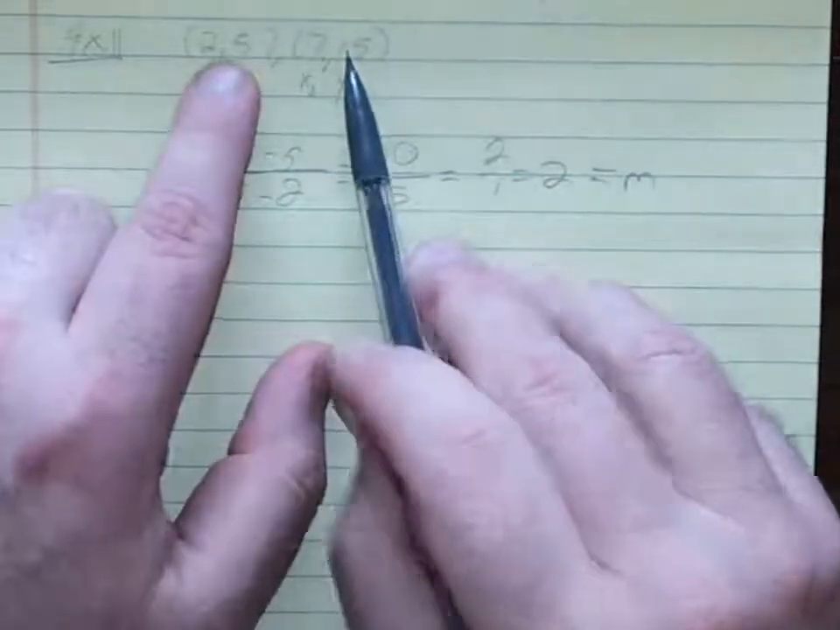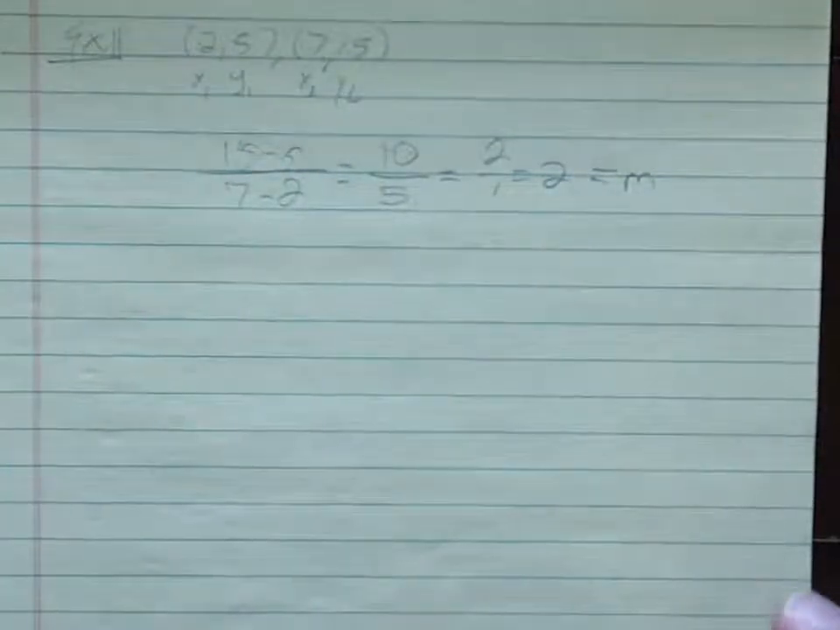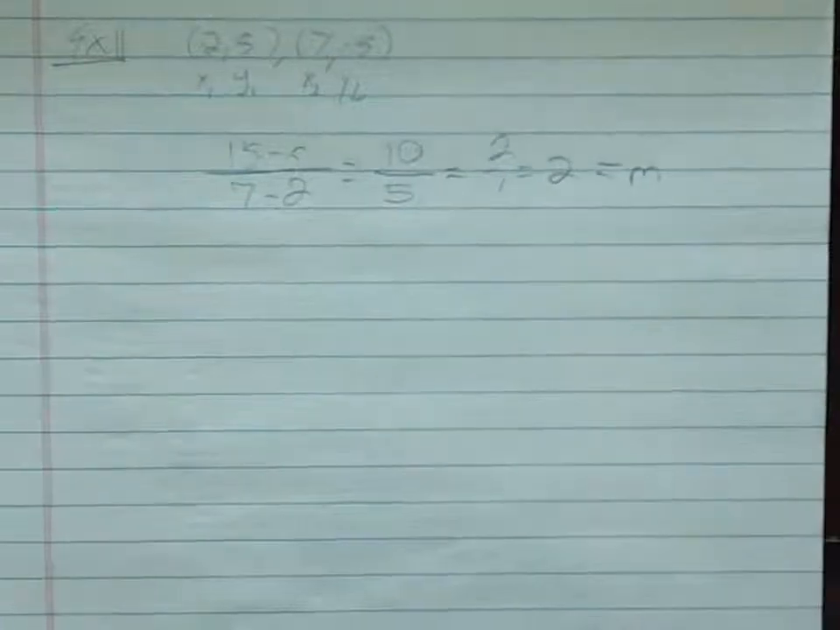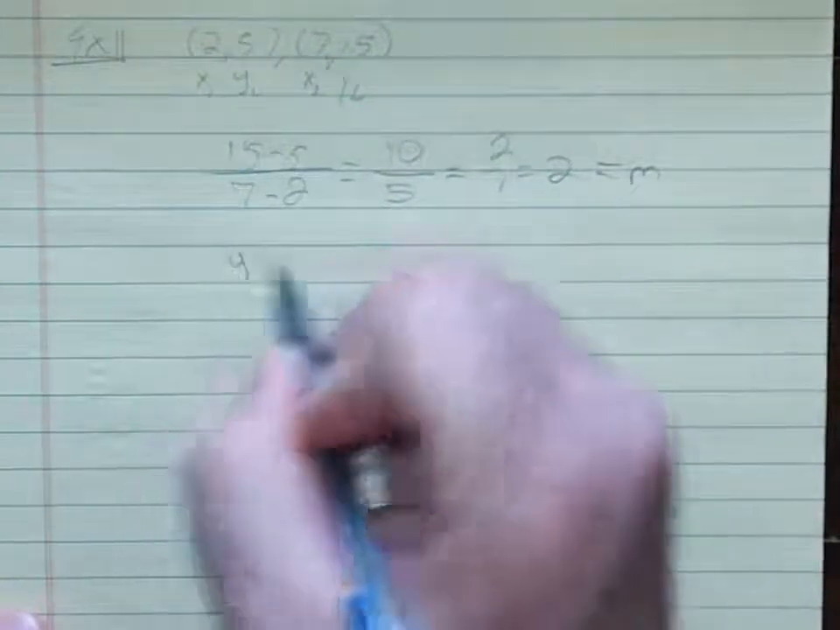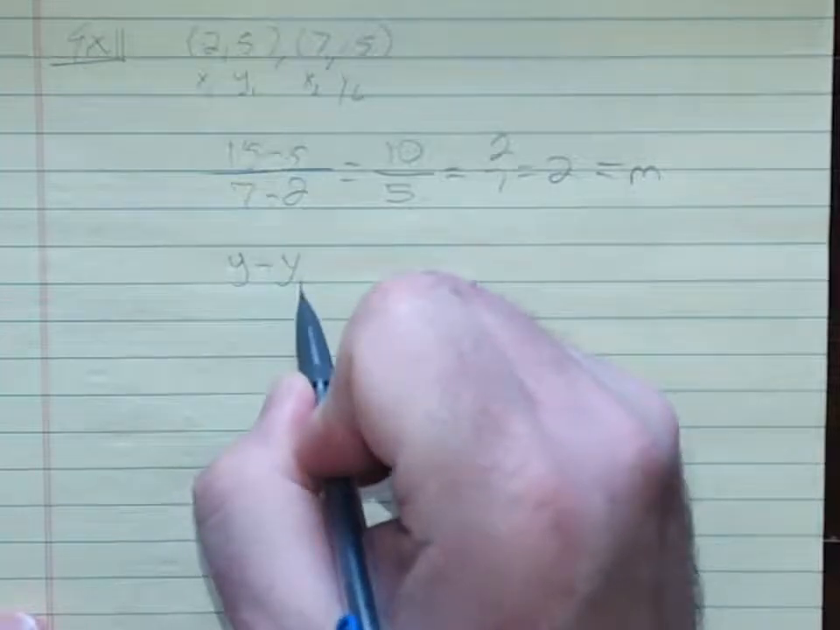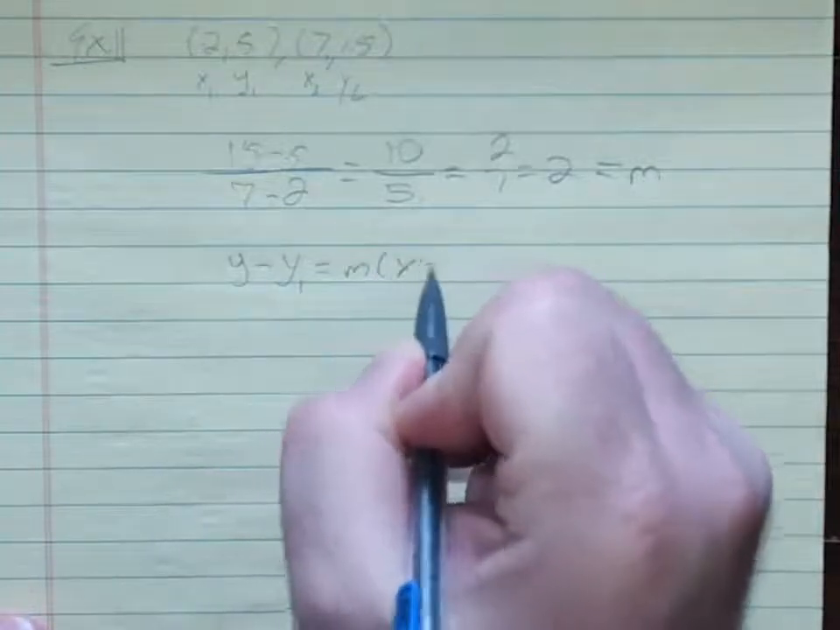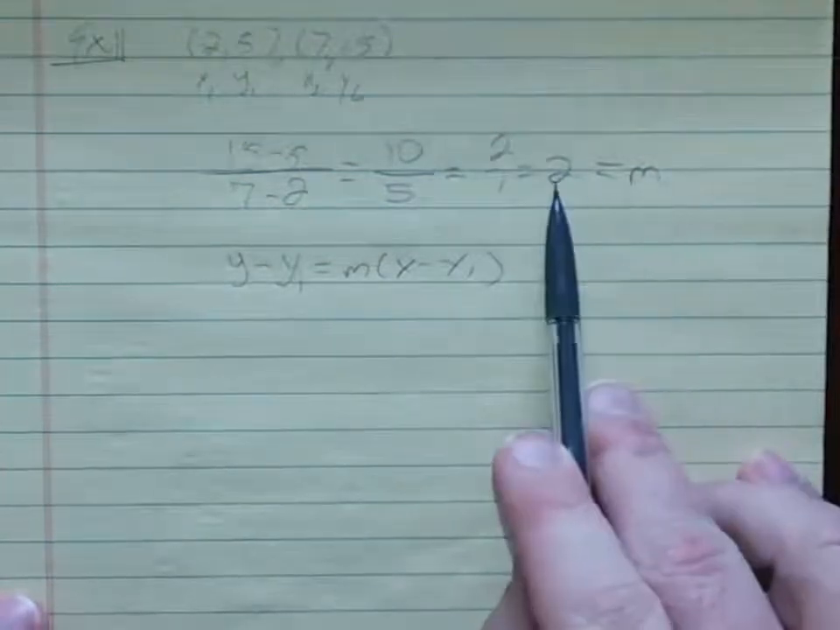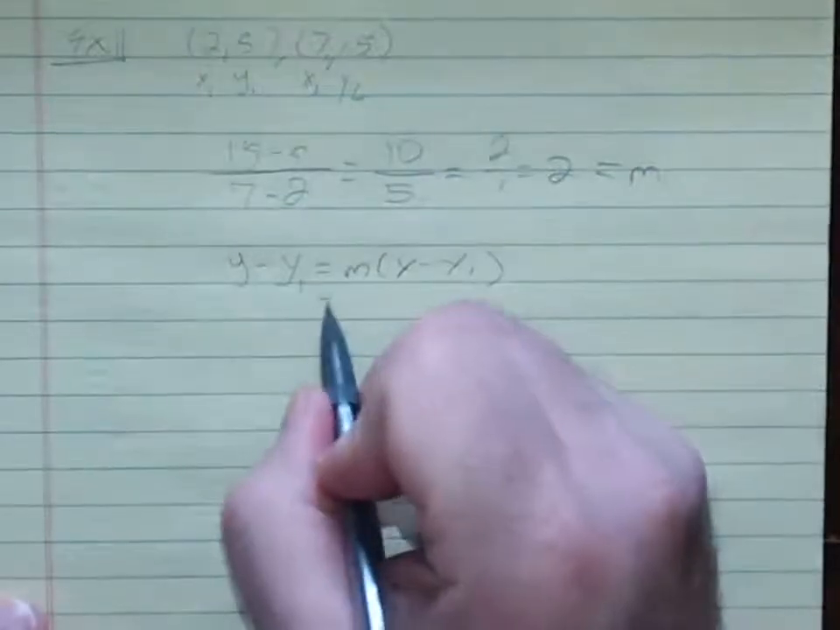So step 1, get the point. Step 2, got the slope. Check. Step 3, plug into point-slope form. No problem. So point-slope form is y minus y1 equals m times x minus x1. Obviously, my m is 2. We figured that out, so I'll put 2 in here.